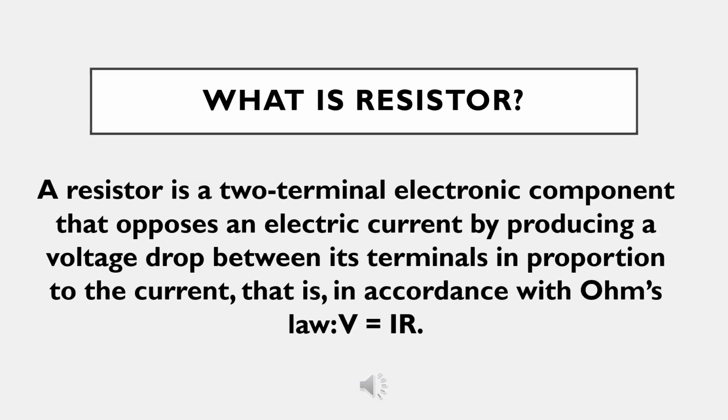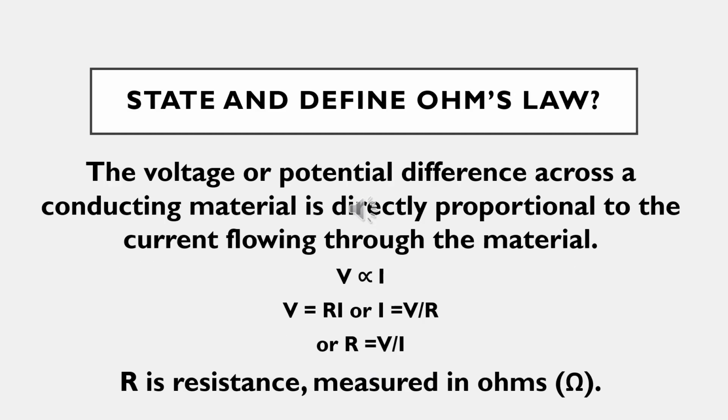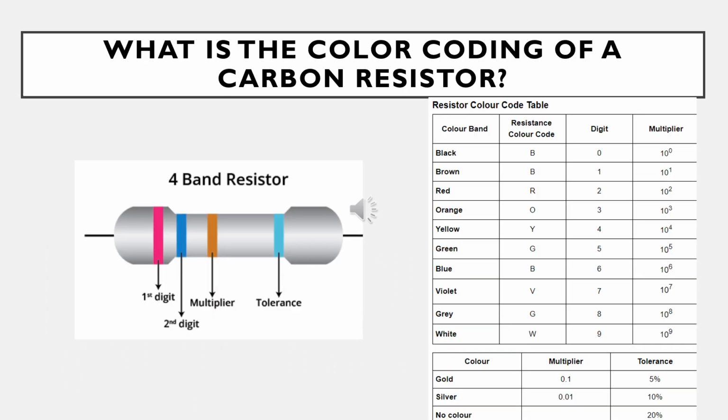A resistor is a two-terminal electronic component that opposes an electric current by producing a voltage drop between its terminals in proportion to the current, that is, in accordance with Ohm's law. State and define Ohm's law. The voltage or potential difference across a conducting material is directly proportional to the current flowing through the material. What is the color coding of a carbon resistor?